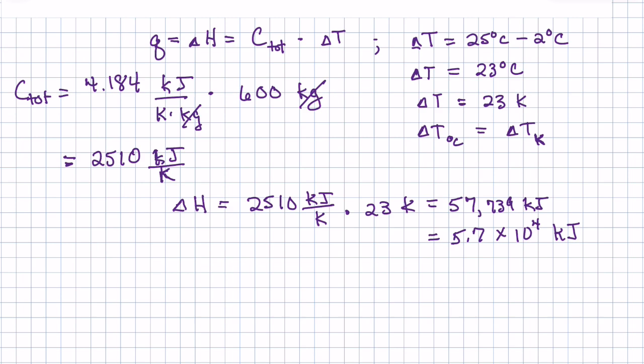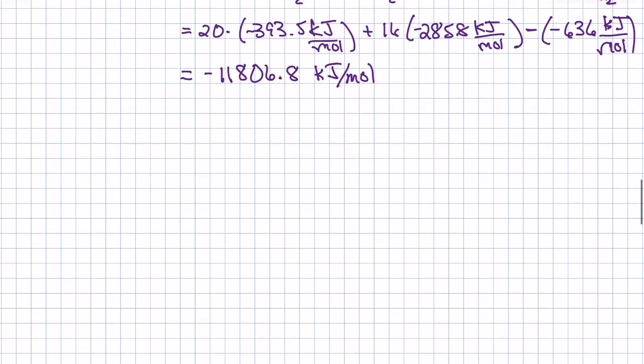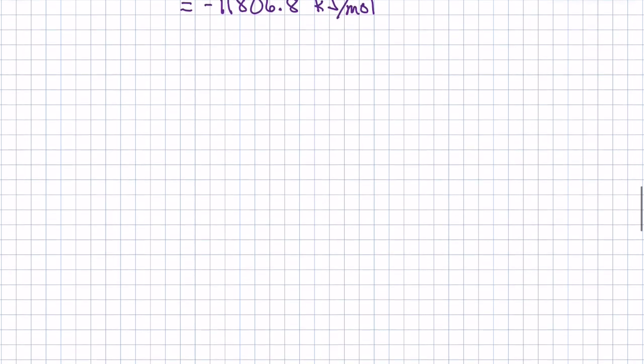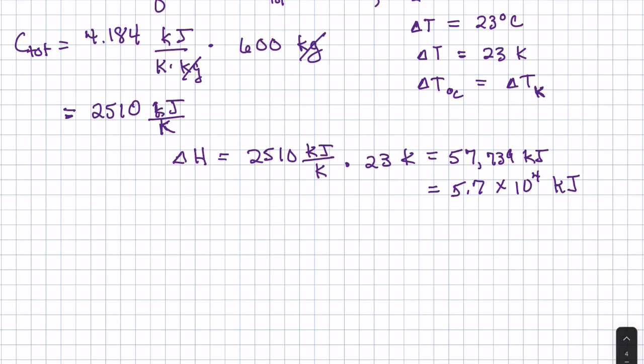Now we need to figure out how much arachidonic acid we need to burn. And again, if we go back to our calculation earlier, we found that we would generate 11,806 kilojoules per mole in that case. And so for 1 mole, we need to figure out basically how many moles. So that's the next question. How many moles do we need? And then once we know how many moles, we can calculate the mass.